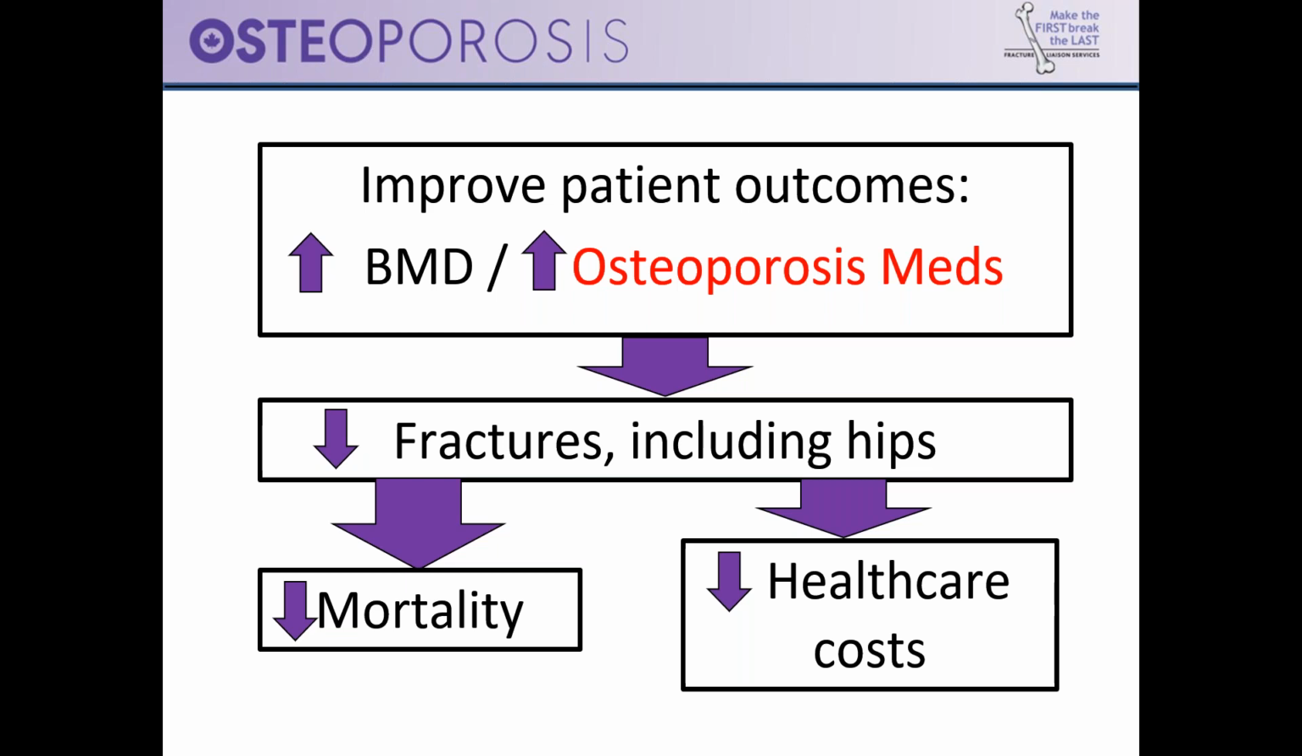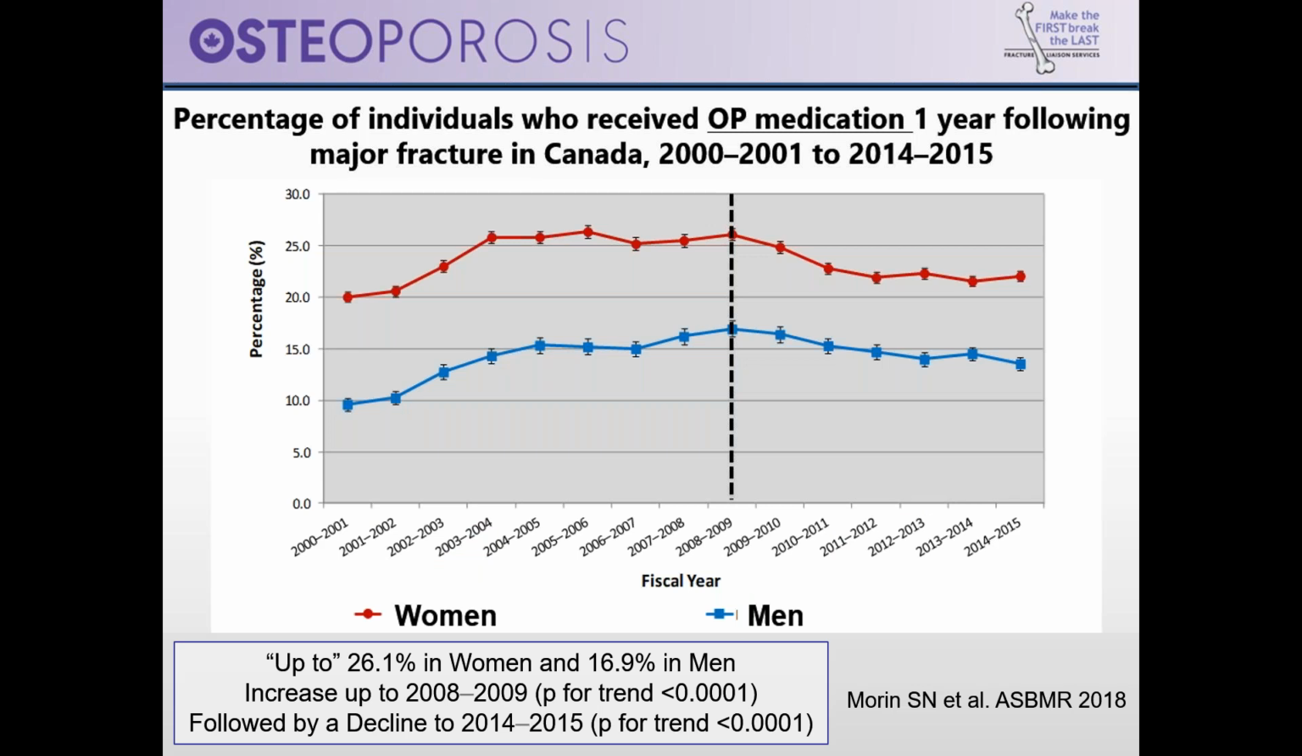So a fragility fracture after the age of 50 should prompt individuals to have a BMD and or treatment. If we stick with the major osteoporotic fractures that were identified by the Public Health Agency of Canada, so that is hip, spine, wrist, shoulder, and pelvis. And if we restrict to patients over the age of 65, then that is a group that almost all of the patients would be indicated for osteoporosis treatment. So how are we doing in Canada?